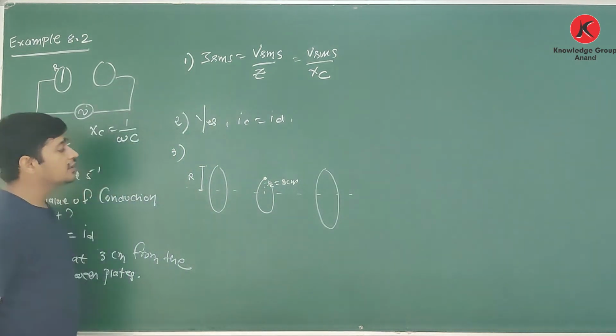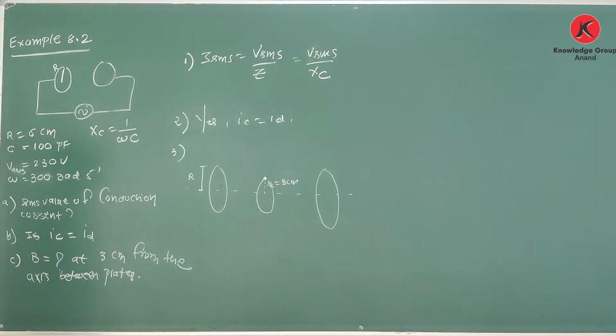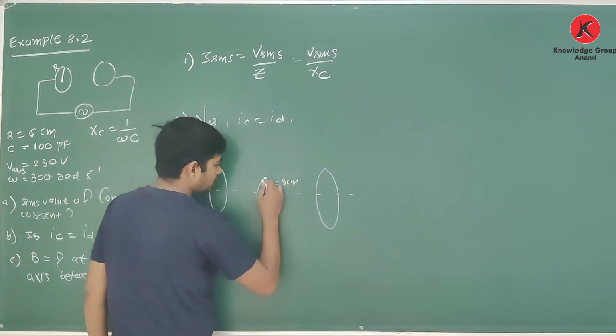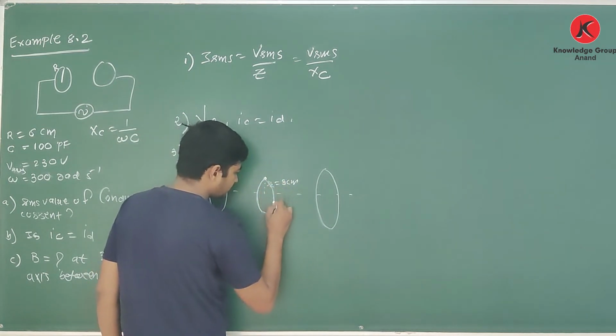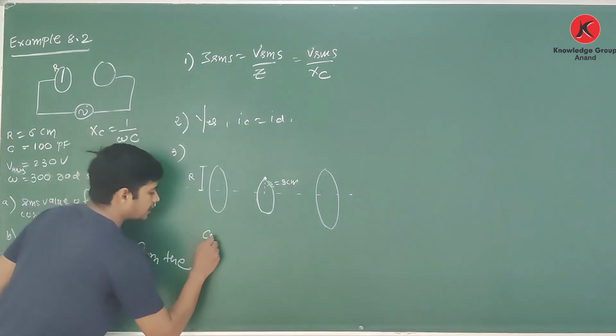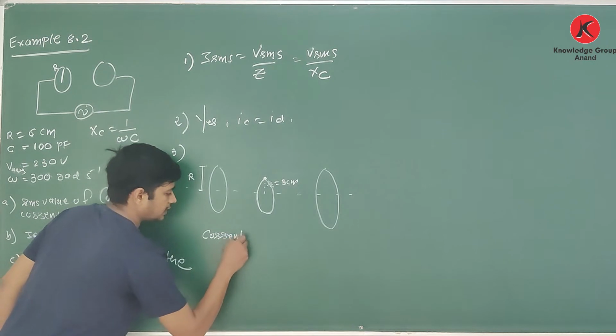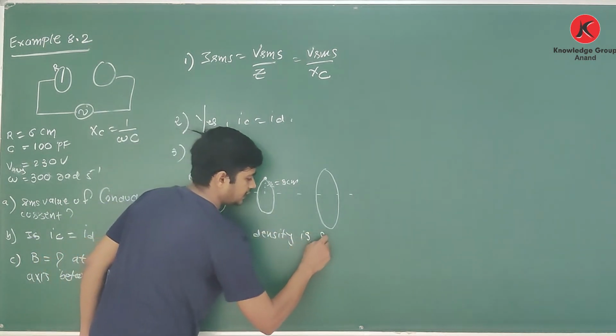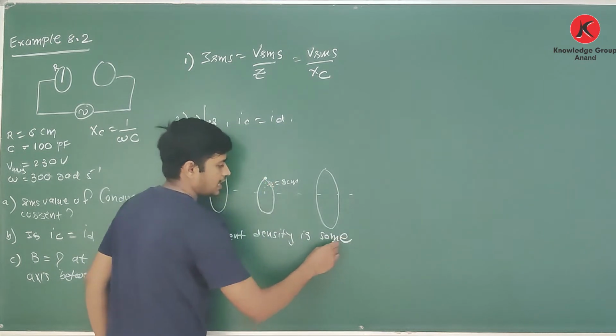Now how to find the magnetic field at this point? First of all, I have to find what current is passing through this loop. To find the current passing through this loop, I will use the concept of current density. Current density is the same everywhere.